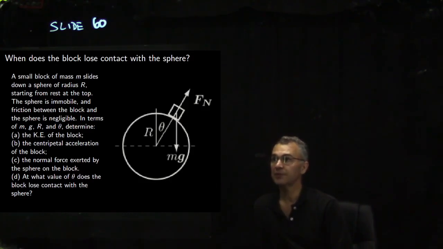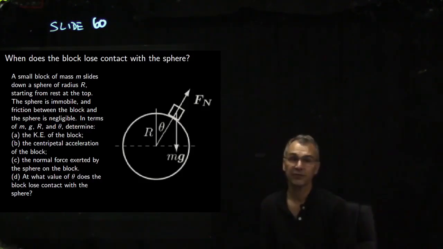In terms of m, g, r, and theta, where theta is the angle with respect to the vertical of the block's current location, determine the kinetic energy of the block. So that will use a trick very similar to the trick we just used with the ball and the string. The centripetal acceleration of the block, which I guess we can get once we know the speed, and we can get the speed once we know the kinetic energy.